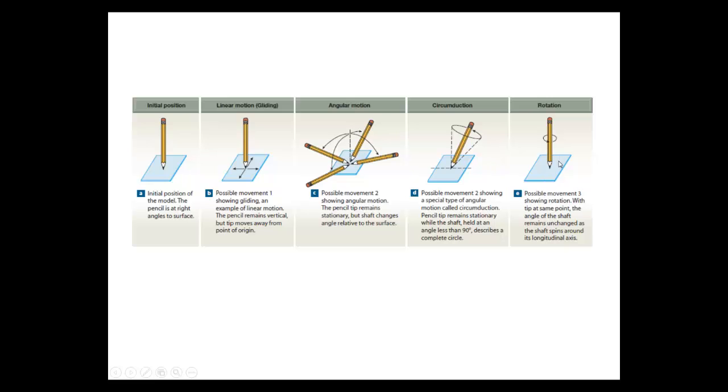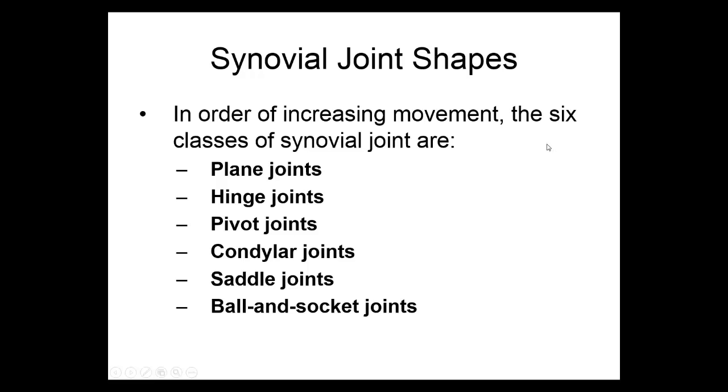And then rotation is where one bone spins on the other bone, like the joint between the atlas and the axis, the atlantoaxial joint, or the joint between the head of the radius and your ulna, the proximal radioulnar joint. That's a kind of rotational joint. Okay. So with these motions in mind, it will classify our joints into the following categories, and you will see the pictures of these and more explanation in the following slide.